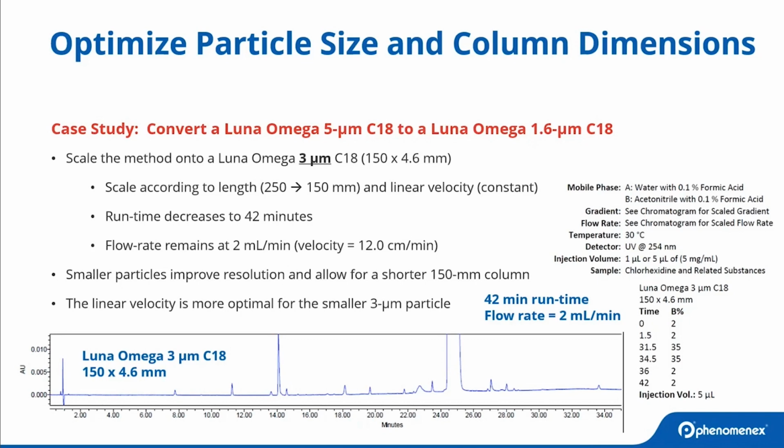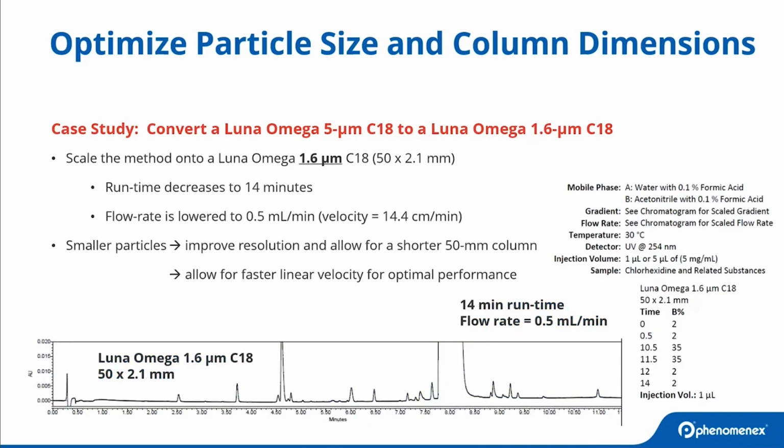But we can take this a step further. We use the smaller particle to generate sharper peaks, and with those sharper peaks, we could then afford to use a shorter column. Let's see what happens when we use an even smaller particle size. And in this example, we're using a 1.6 micron particle size. But then we had to take the additional step of using a narrower internal diameter.